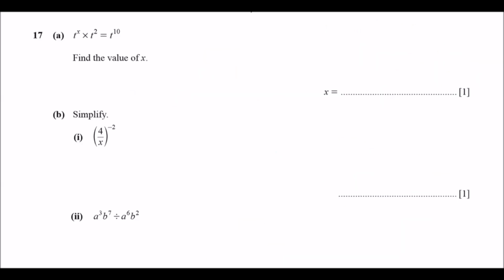Okay, number 17. So t to the power x times t to the power 2 equals t to the power 10. Find the value of x. Now this is straightforward if you know power rules. The rule is if you're multiplying terms, you add the powers.